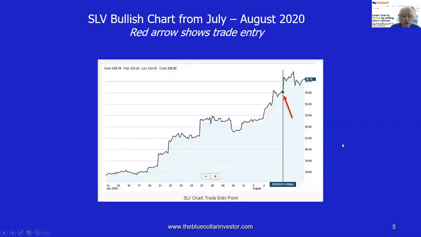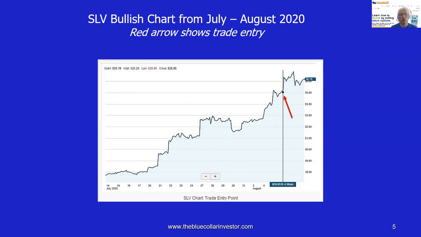Now, for those of you watching this podcast, I am now showing you a chart. I'll describe it for those of you who are just listening to the podcast. It shows that SLV was an uptrending stock since July of 2020 and uptrending significantly. When the trade was entered, the red arrow for those of you watching this podcast, then SLV continued to appreciate in value and then started moving sideways.